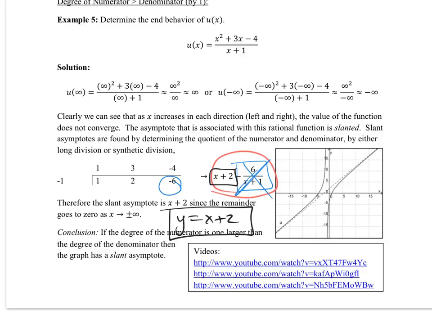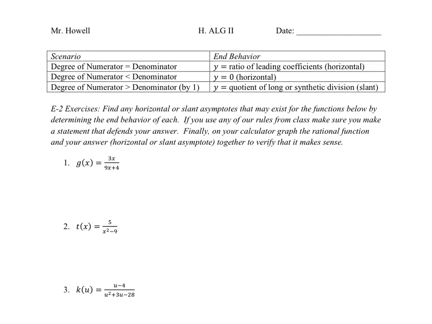So let's on the next slide look at our conclusions right here. And this is pretty much it. If you can remember this table, you're done. The problems are really easy. To determine if there's a horizontal or a slant asymptote, what are you pretty much looking at? The degrees. That's all you need to look at.